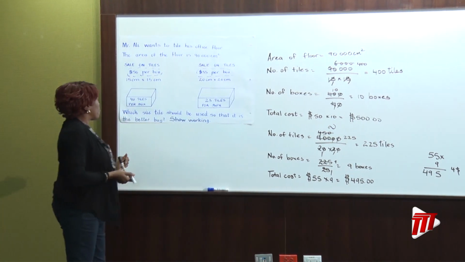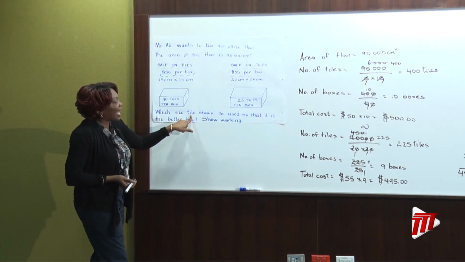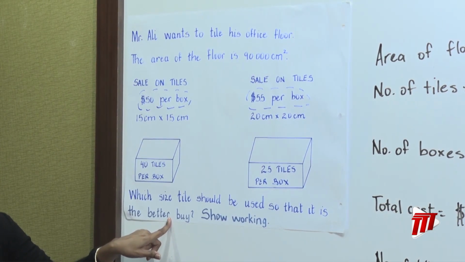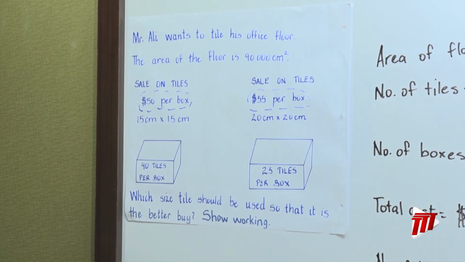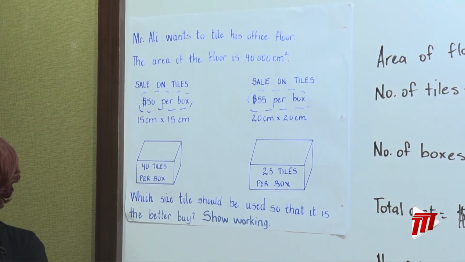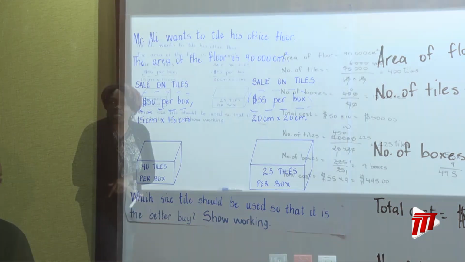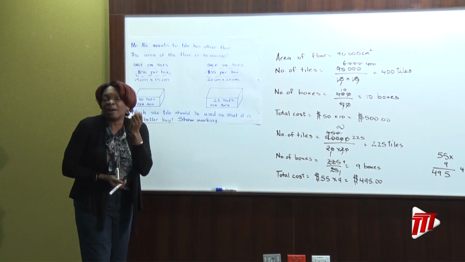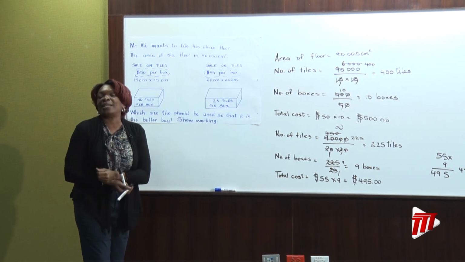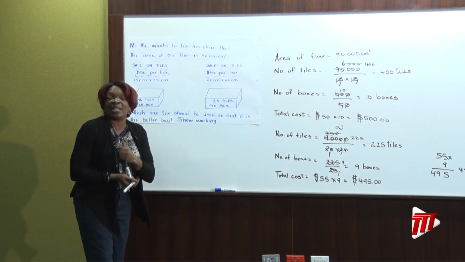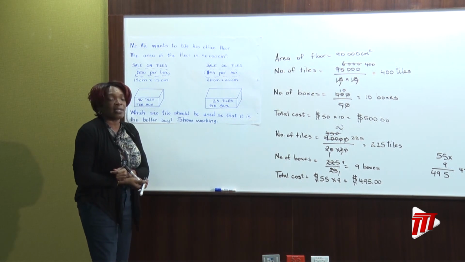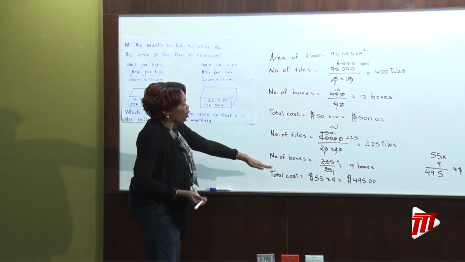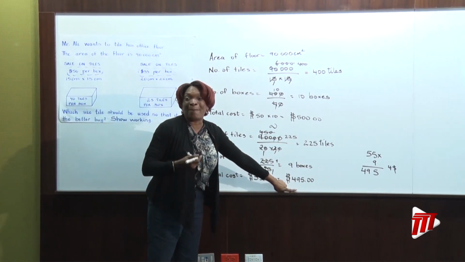Let's look at the question. Which size tile should be used so that it is the better buy? If you're looking at the better buy, what does that mean? We don't want to spend all the money, so you will always look for the lower cost. That is how you determine the better buy. Which one is the lower cost? $500 or $495? Yes, $495 is the better buy.